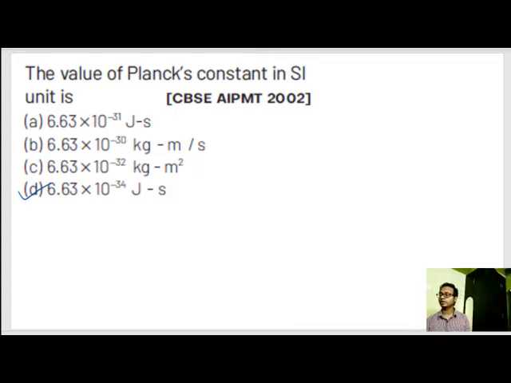So in SI unit, are all these 4 units given in SI unit? Yes, joule second is an SI unit. kg meter per second, standard international unit. kg per meter square is SI unit, and joule second is SI unit. Now let's look at this number. All 4 numbers are the same. All 4 exponents are different. Out here, option A and option D have similar kinds of units. That means by trickery, the answer is hidden between option A and option D.